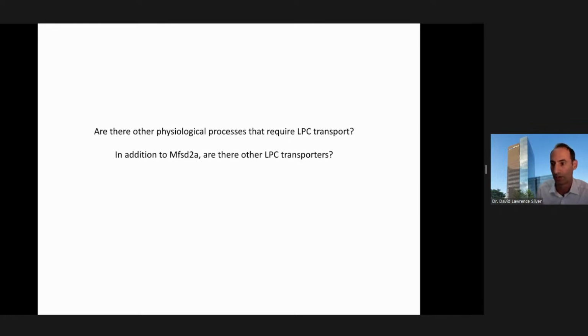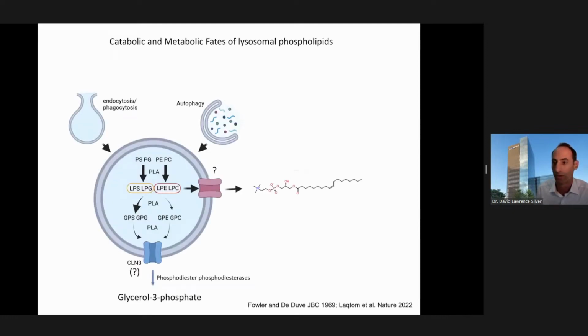So, to go beyond that, the question that we had was, are there other physiological processes that require LPC transport, or is MFSD2A the only one? And so are there other such transporters that are similar to MFSD2A that can transport LPCs across membranes? Where would we look for this kind of process? We decided to examine the lysosome.